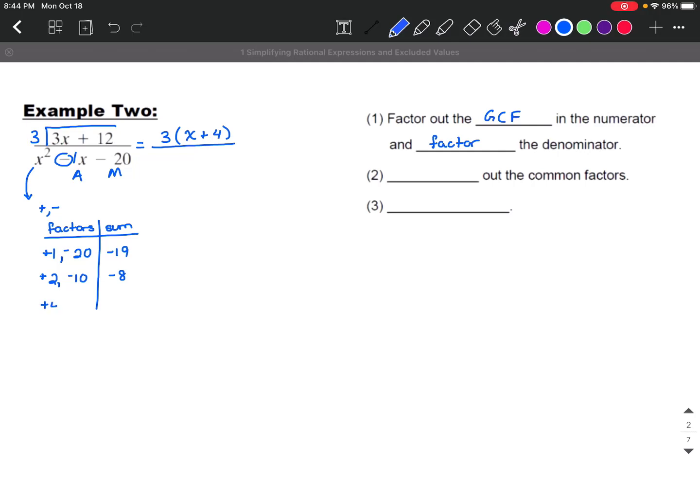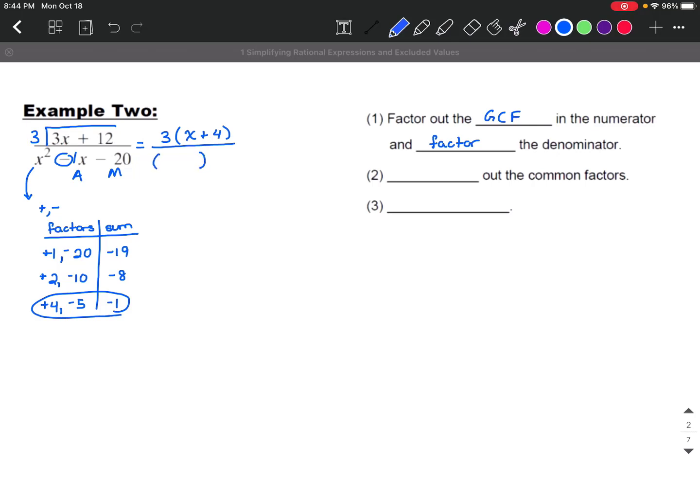Does 4 go into 20? Yes, it goes in 5 times. I keep the small one positive, the big one negative, and if I add them, I'm going to get -1. That is what I want them to add to, so now I have my magic numbers.